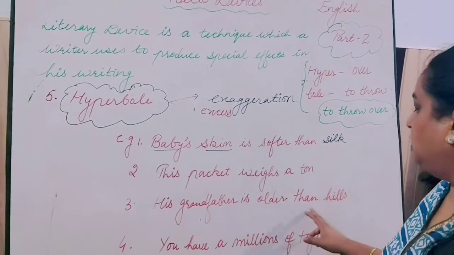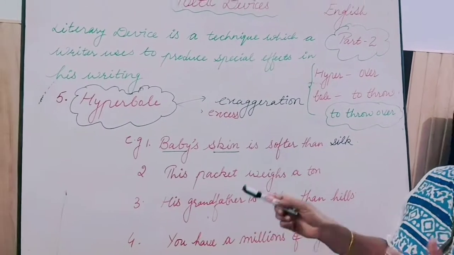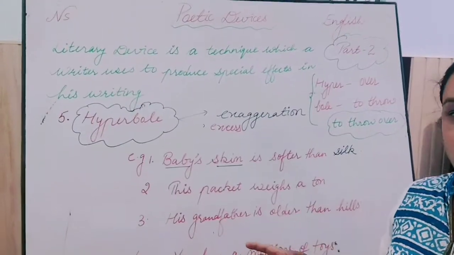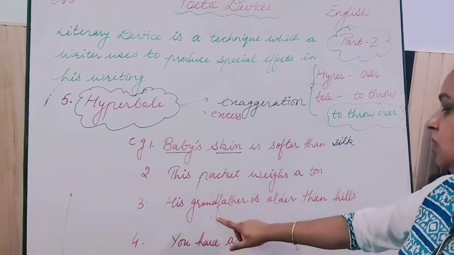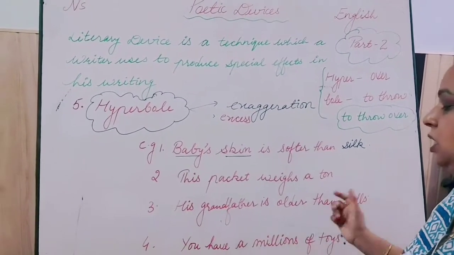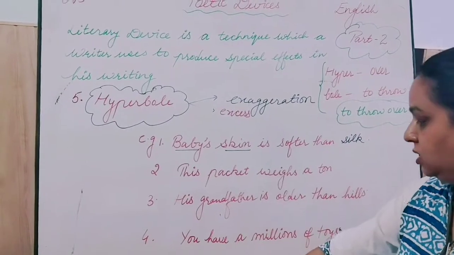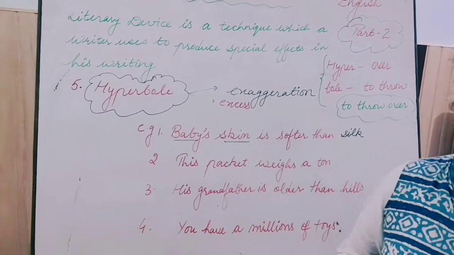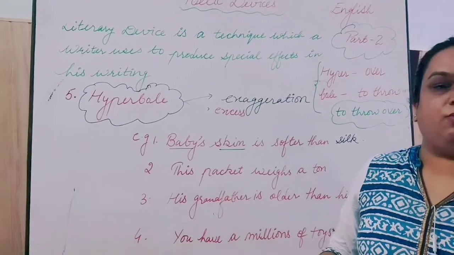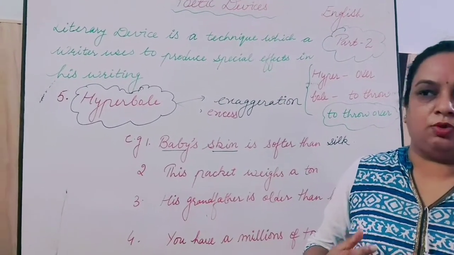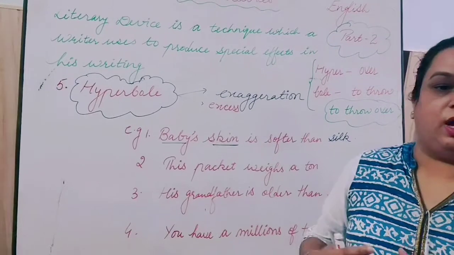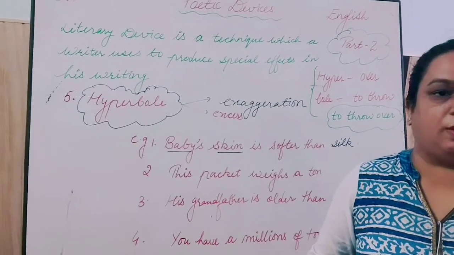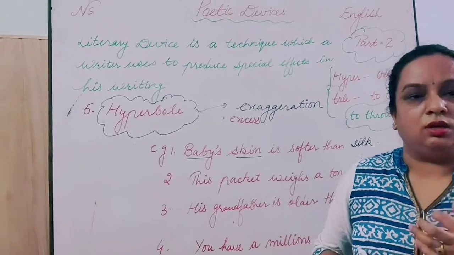His grandfather is older than hills. It means he is very old. So we are saying here his grandfather is older than hills or mountains, we can say. You have millions of toys. No one can have millions of toys, but here we have just created an atmosphere where we have done the excess of something to stress the feeling.